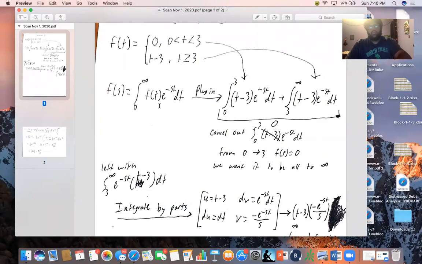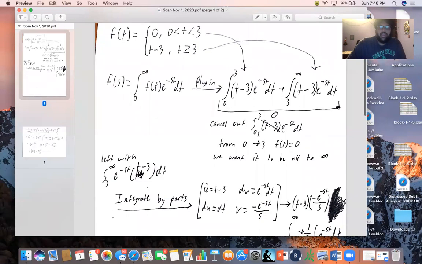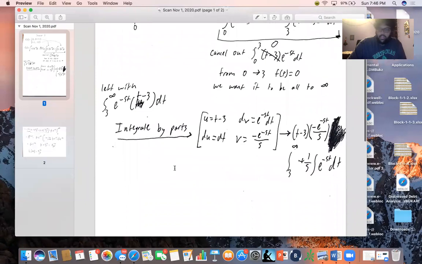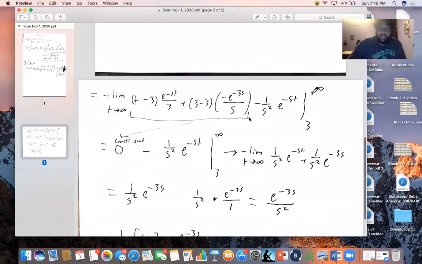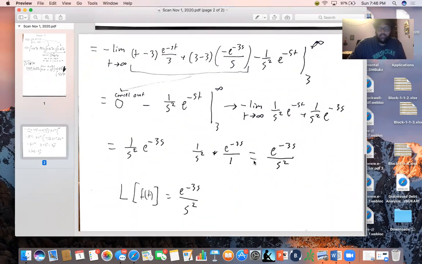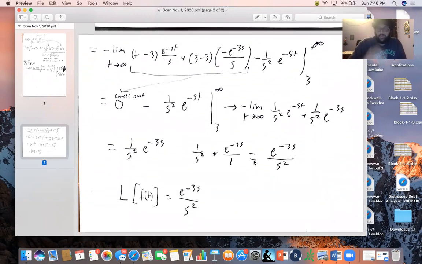Remember, you start by plugging both pieces into your standard function, canceling out so that you just have everything to infinity. Then you integrate by parts with your step functions. Then you cancel out where you can, and you're left with the remaining equation. Then you just multiply it out, and you get your answer.